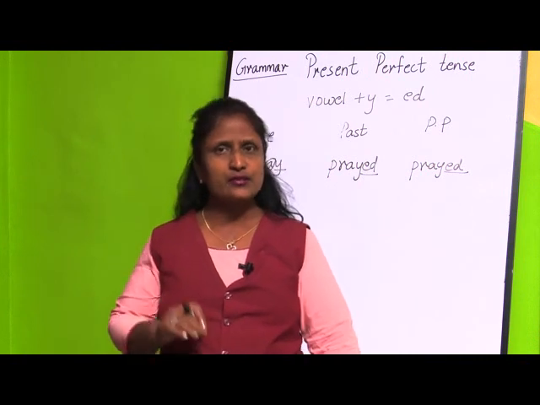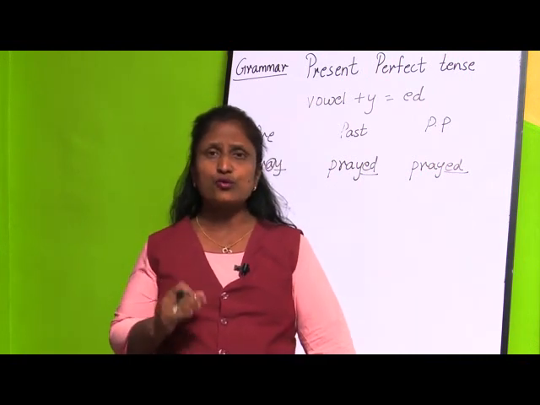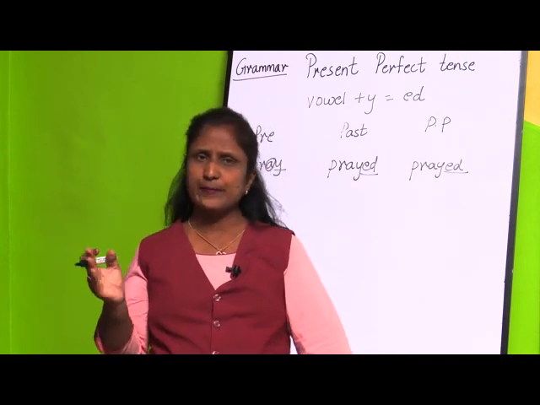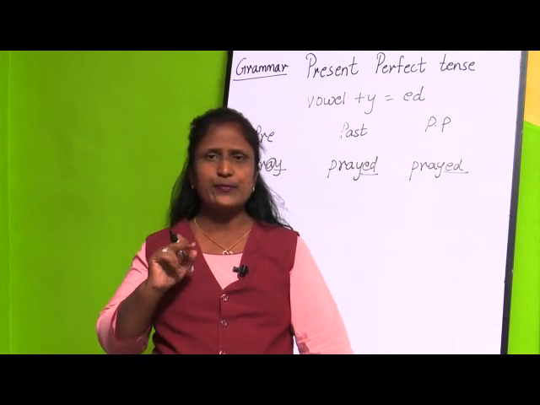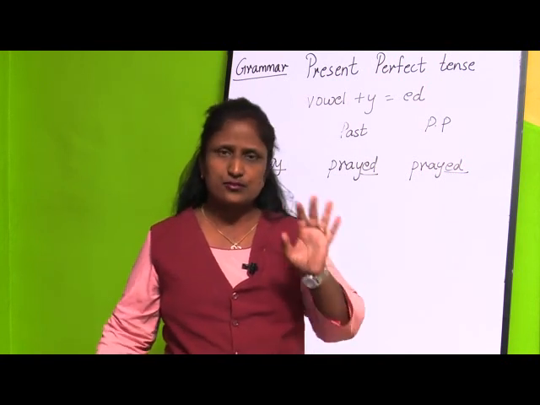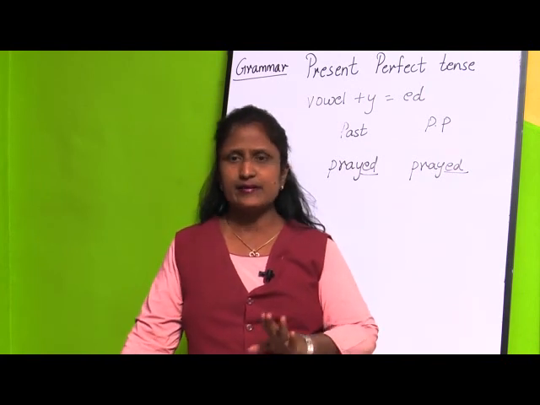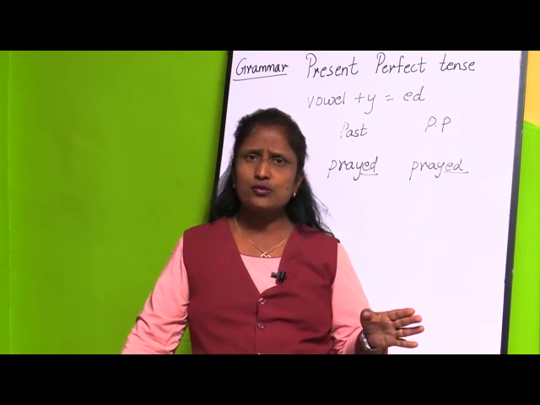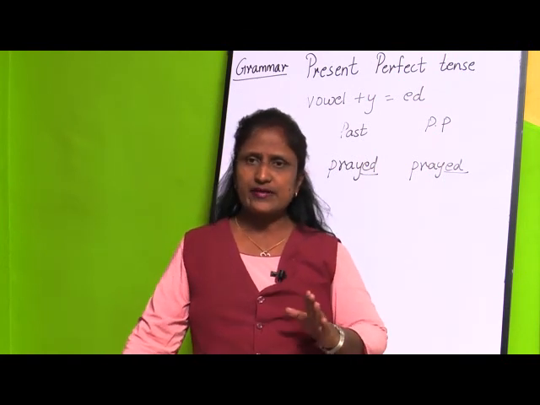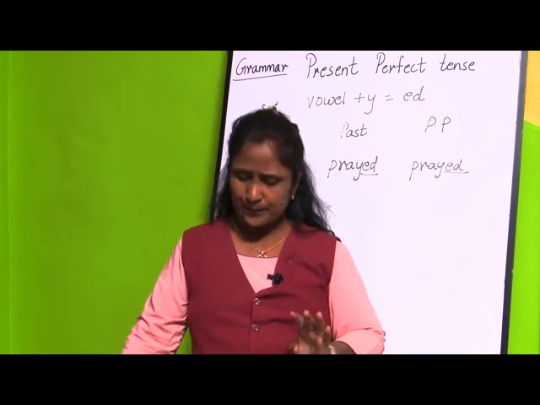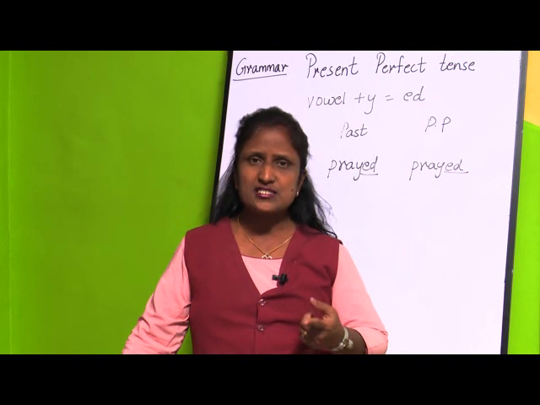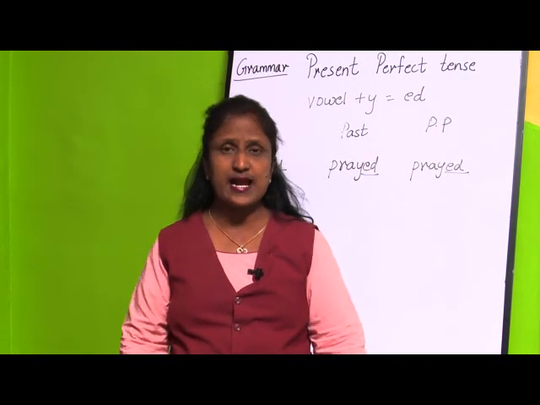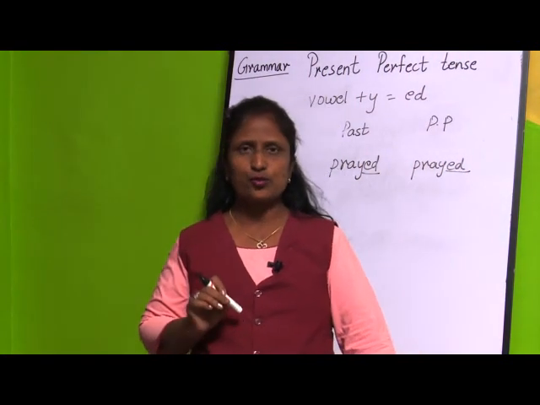Third rule was what? If the word is ending with consonant plus y, then you are going to replace y with ied. You are going to remove that y and put there ied. For example, I told you carry, carried. Then marry, married, or try, tried. Y you are going to replace with ied. So that was the third rule. Fourth rule was what? If the word is ending with vowel plus y, then you are just going to add ed to the word.